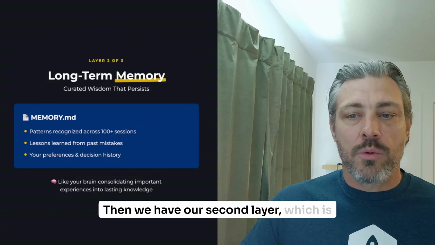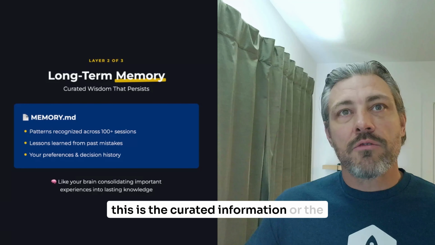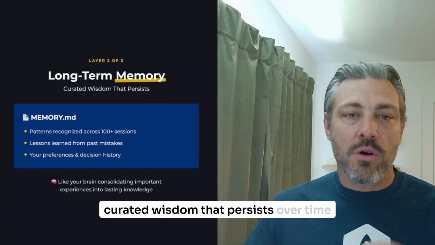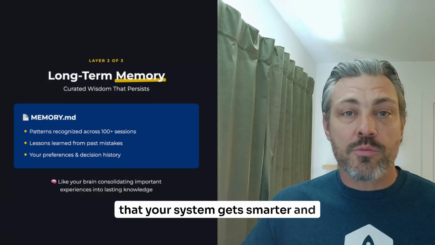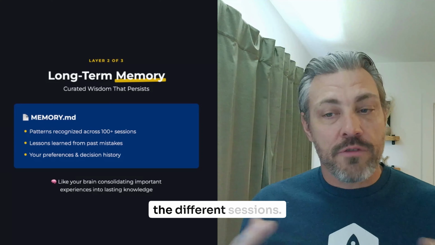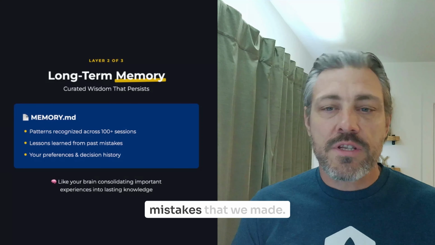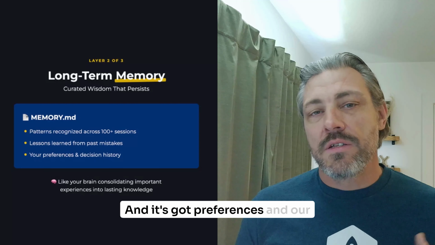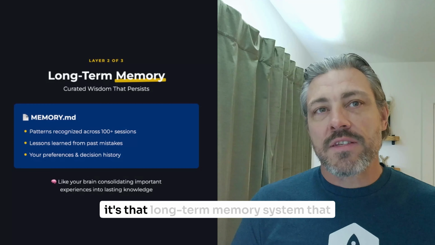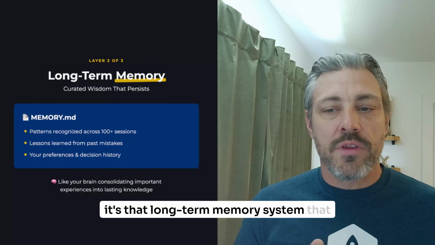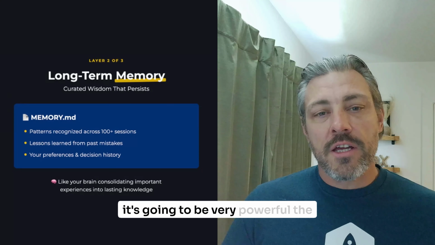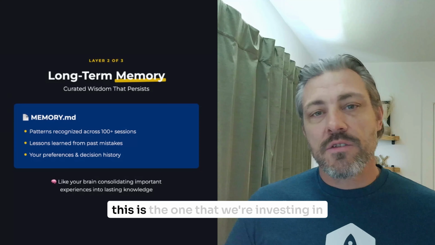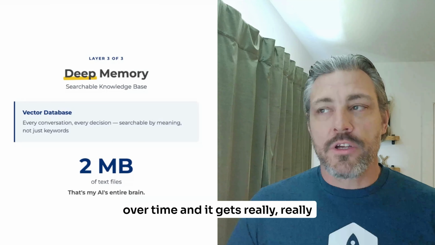And then we have our second layer, which is our long-term memory, and we run this in a memory.md. This is the curated information, or the curated wisdom, that persists over time, so your system gets smarter and smarter and knows more about you and learns more about what you're doing. It's able to recognize patterns from all the different sessions. It's got lessons learned from the mistakes that we made, and it's got preferences and our history. It's that long-term memory system that starts to make this thing feel very much like you. It's going to be very powerful the longer you use it. This is the one that we're investing in over time, and it gets really cool.